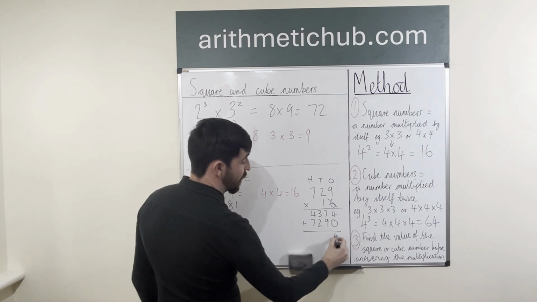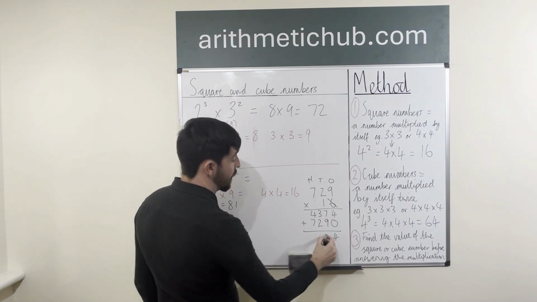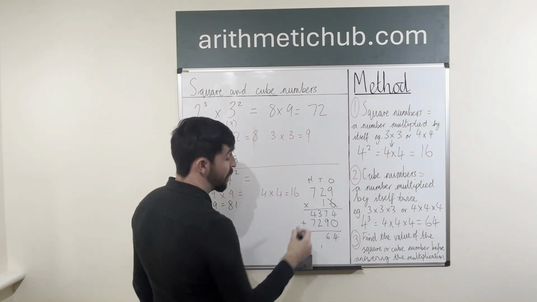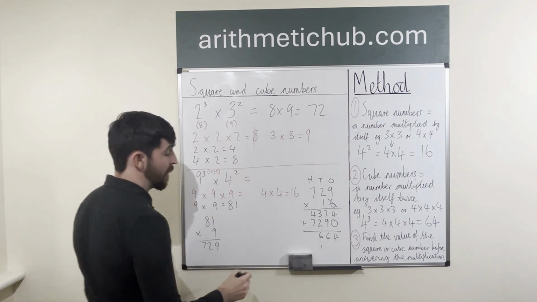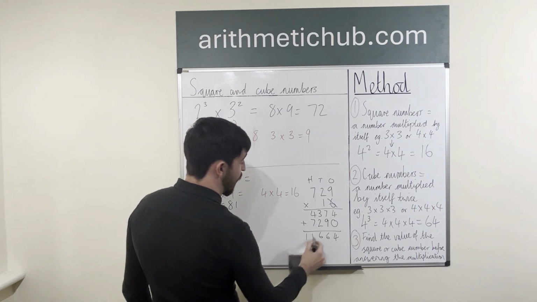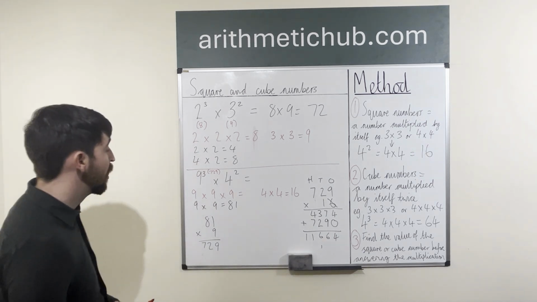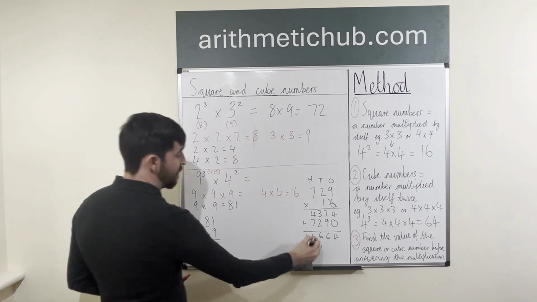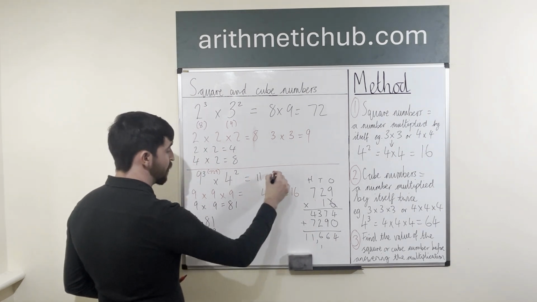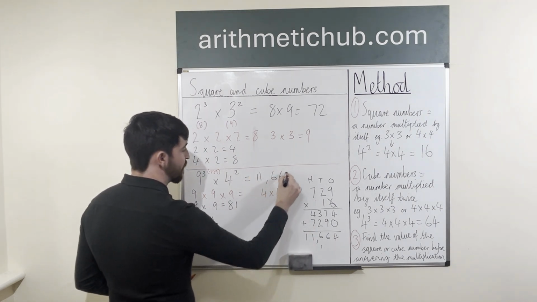4 add 0 is going to give me 4, 7 add 9 is going to give me 16, 3 add 2 is 5, add the 1 is going to give me 6, and then 4 add 7 is going to give me 11, like that. So, 9 cubed times 4 squared is going to give me 11,664.